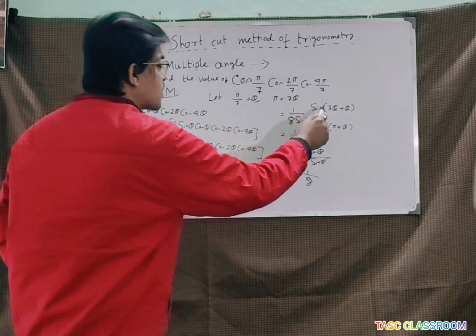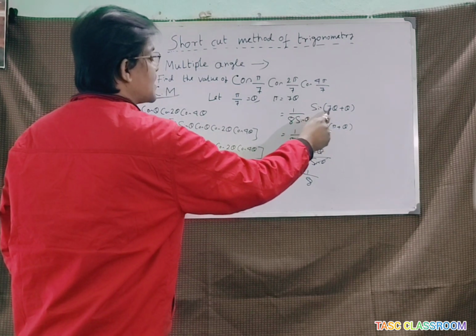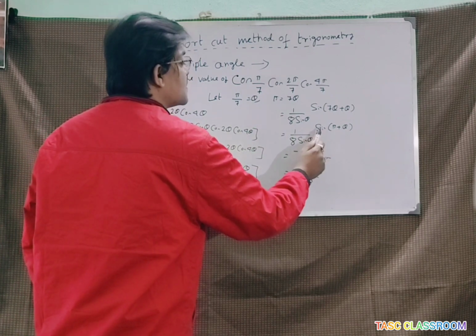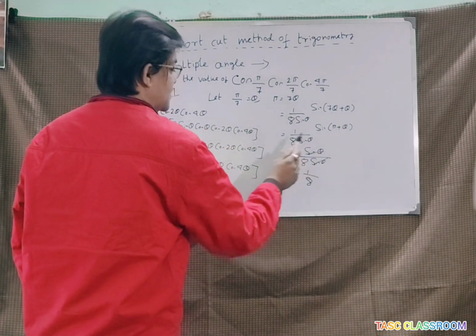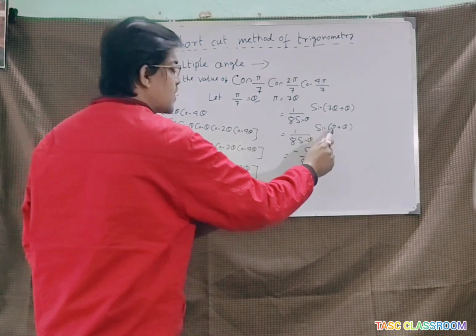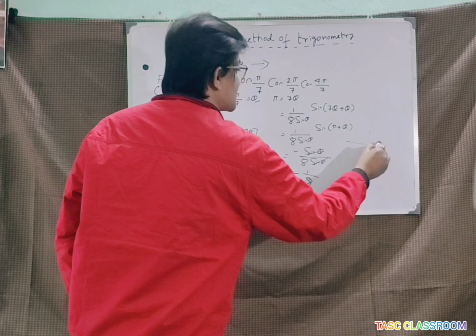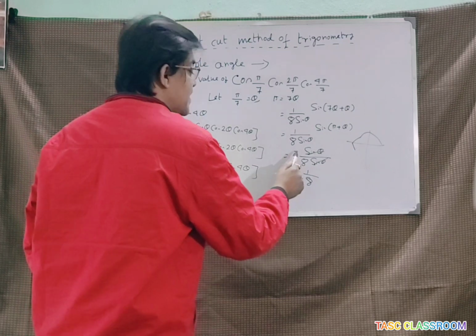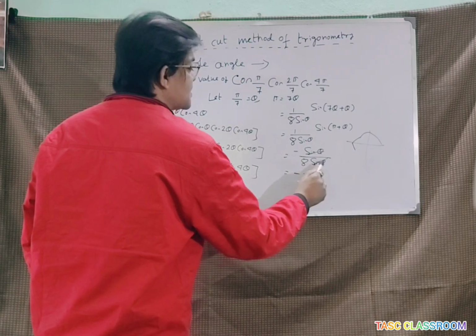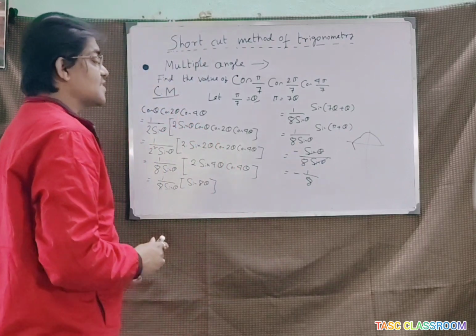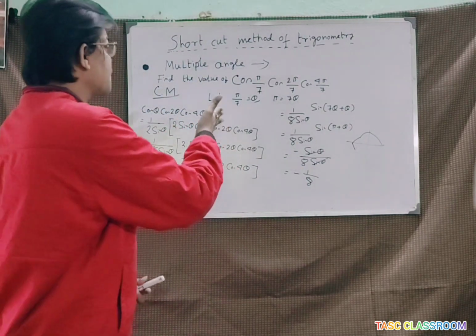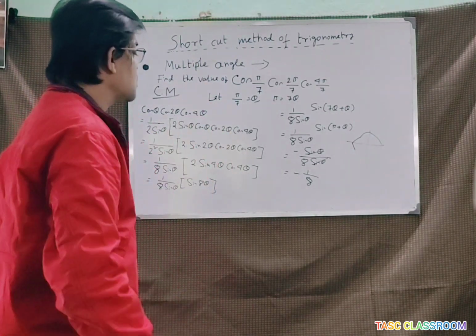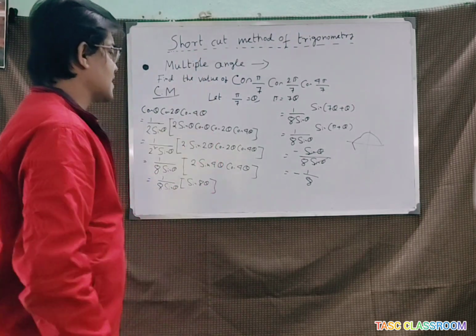Now, we can write sin 8 theta equals sin 7 theta plus theta. Putting the value of 7 theta as pi, we have sin of pi plus theta by 8 sin theta. We know sin of pi plus theta, theta lies in the third quadrant, so it will be negative: minus sin theta by 8 sin theta. Then the answer is minus 1 by 8. This is the conventional method which may take a long time to solve such questions.